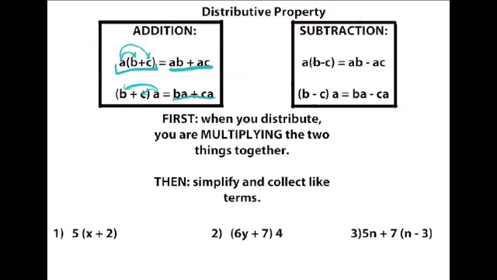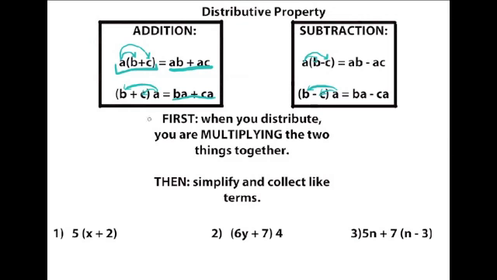Okay, same thing for subtraction, it's just that we're going to end up having a minus sign in between them. Still A times B, still A times C, but there's a minus sign in between here. Same idea here: B times A, C times A, and because there's a minus in here, this becomes a minus, okay?